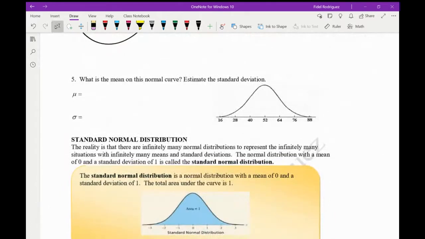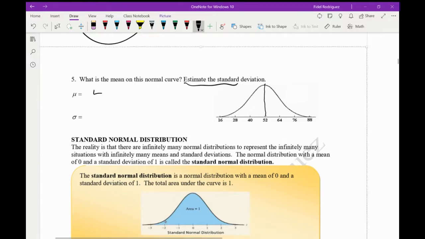All right. So I'll tell you what. Let's do this one here, and it's the same type of problem. And it says, what's the mean on the normal curve? And then, very good, like Perla said right now, guys, estimate the standard deviation. So you're right, it is an estimate. So by looking at the graph, I'm sure we would say, well, the mean is 52.